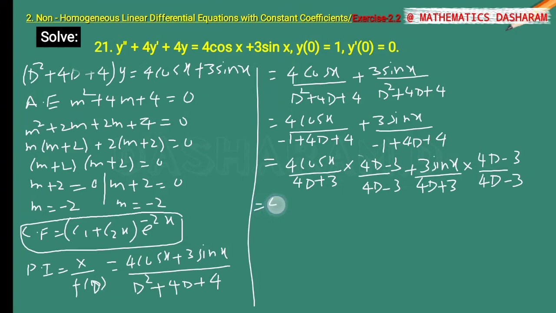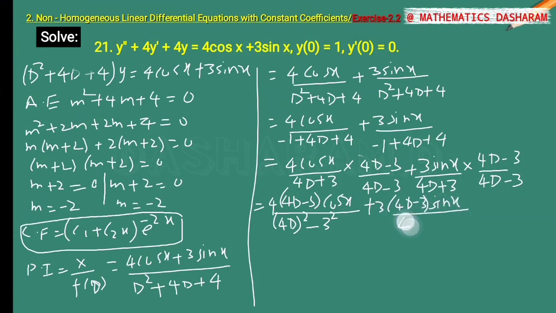So it equals 4 into (4D minus 3) into cos x divided by (4D) whole square minus 3 square. Here 3 into (4D minus 3) into sin x divided by (4D) whole square minus 3 square.